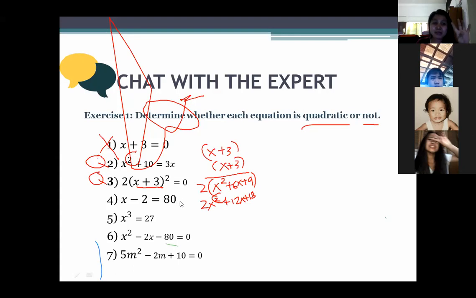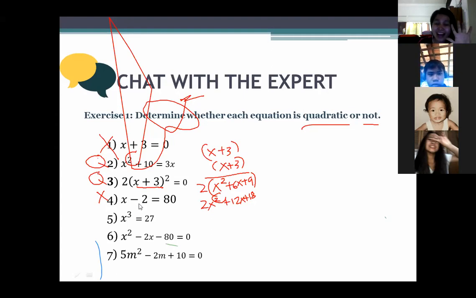Next, number 4. X minus 2 equals 80. Modular students, do not look at your modules, okay? I know there are answers. We need to learn. Ready? Very good. It's not quadratic.